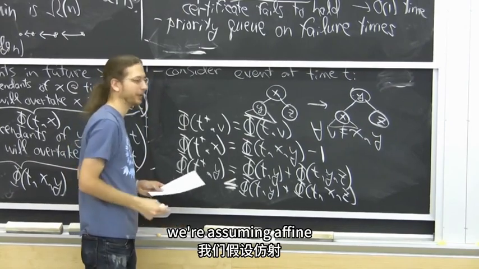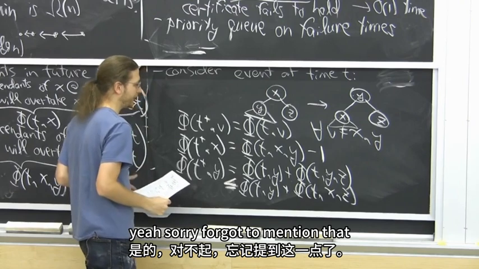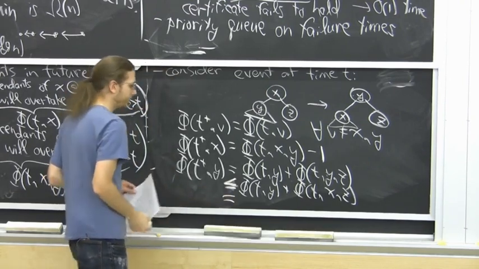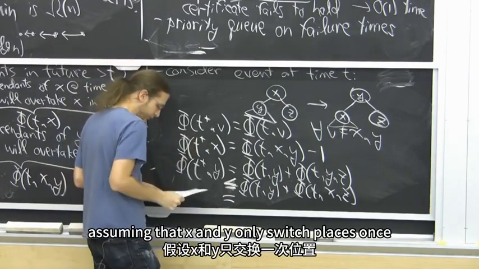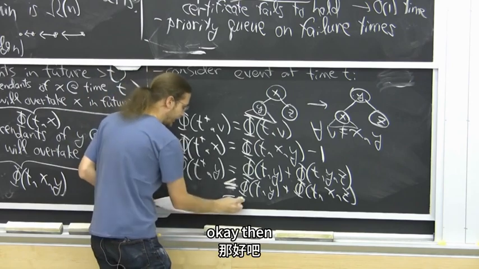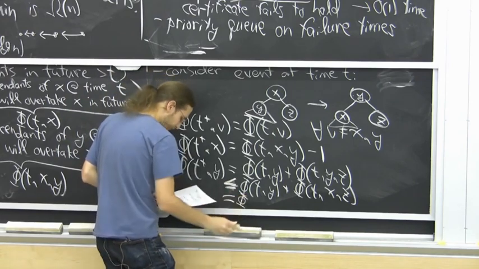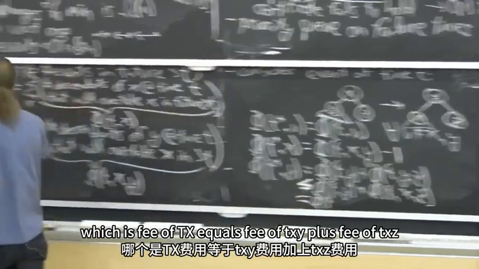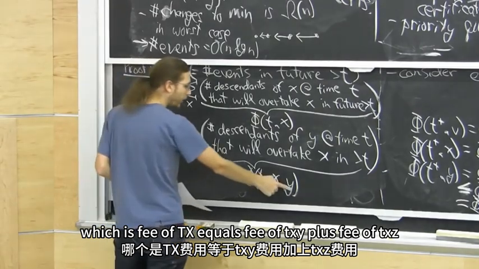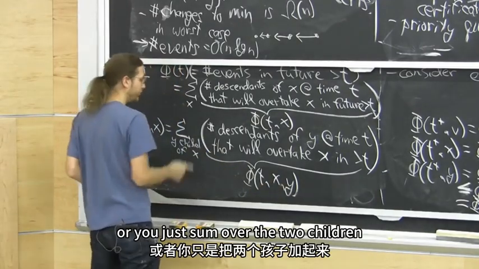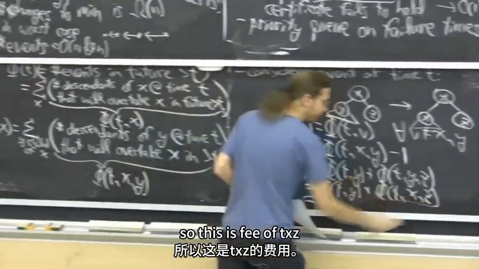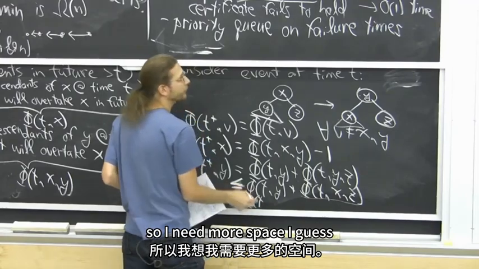We're assuming affine. Sorry, forgot to mention that. I think this works for pseudo-algebraic, but this proof does not, assuming that x and y only switch places once. Then we have this simple equation, which is phi of t x equals phi of t x y plus phi of t x z, where you just sum over the two children. So this is phi of t x z. I need more space, I guess.